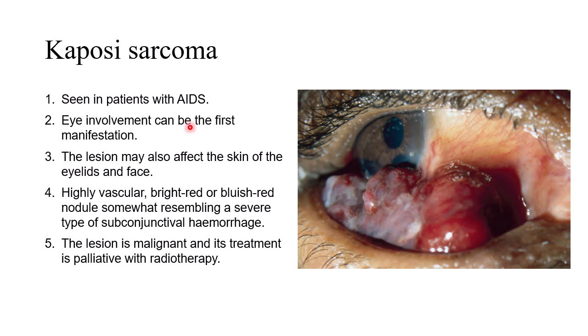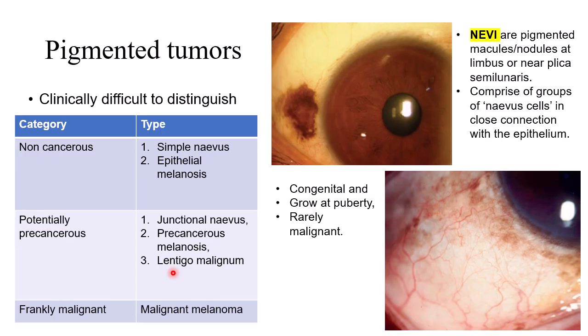Kaposi sarcoma is seen in patients with HIV/AIDS, and eye involvement can be the first manifestation. The lesion may also affect the skin of the eyelids and the face. It is a highly malignant tumor, and sometimes it can be mistaken for a severe type of subconjunctival hemorrhage. Not this one, of course. This one looks very much malignant. The treatment is palliative with radiotherapy. And early Kaposi sarcoma can look like a severe subconjunctival hemorrhage.